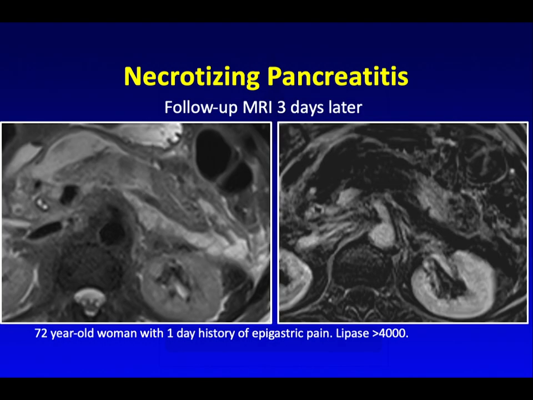This patient underwent follow-up MRI 3 days later. Again, we see similar findings. We have abnormal T2 signal within the portion of the involved pancreas. On the venous phase images, we see very poor enhancement, which we can confirm on subtraction images that that area of the pancreas is truly not enhancing.